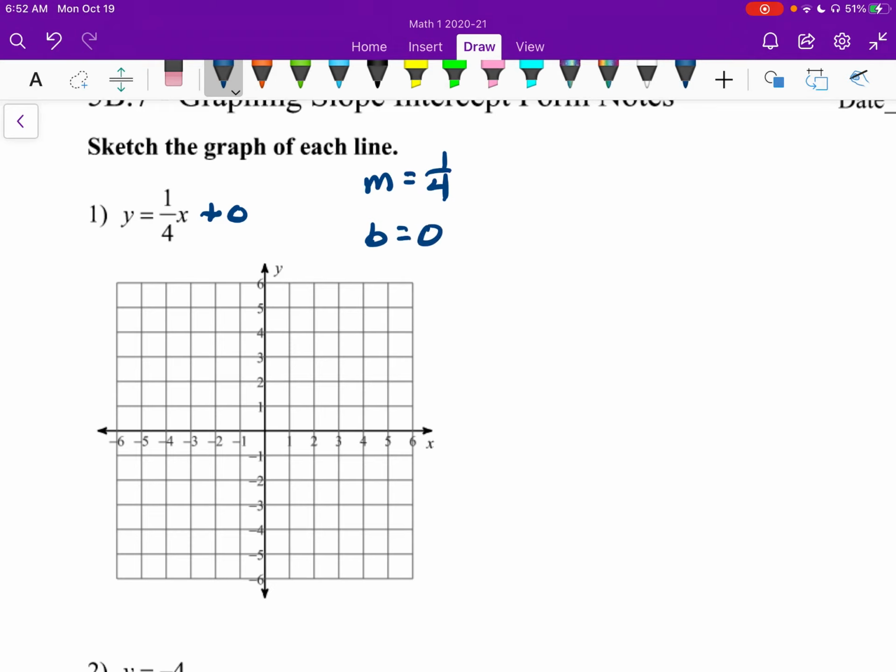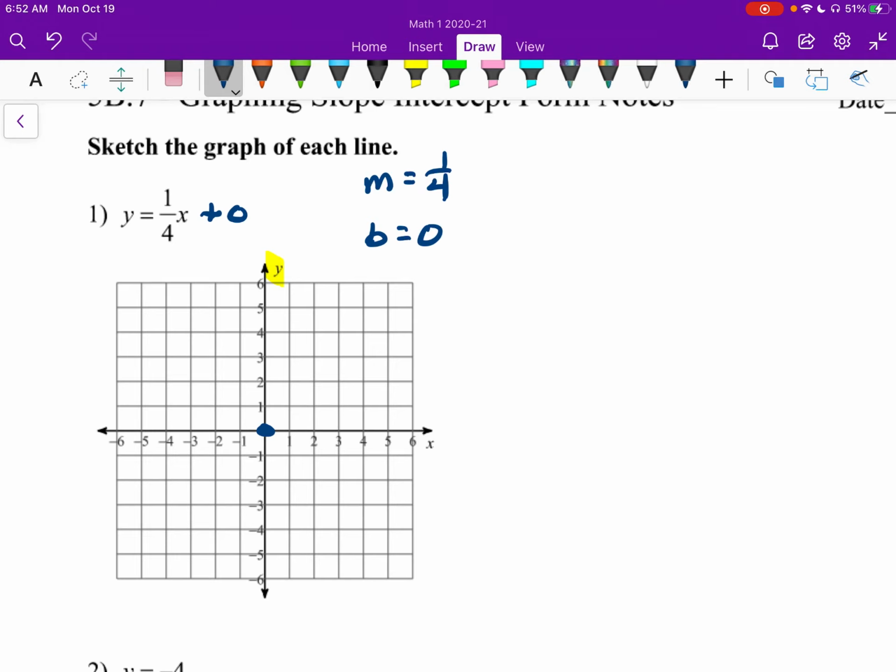So with slope-intercept form, we start off by asking what the y-intercept is, and we put a dot on it. Well, the y-intercept is 0, so we're going to put a dot at 0 on the y-axis, right? We look at the y-axis, the vertical axis, and we put a dot on it. If the b was like a 5, we'd put a dot up here on 5.